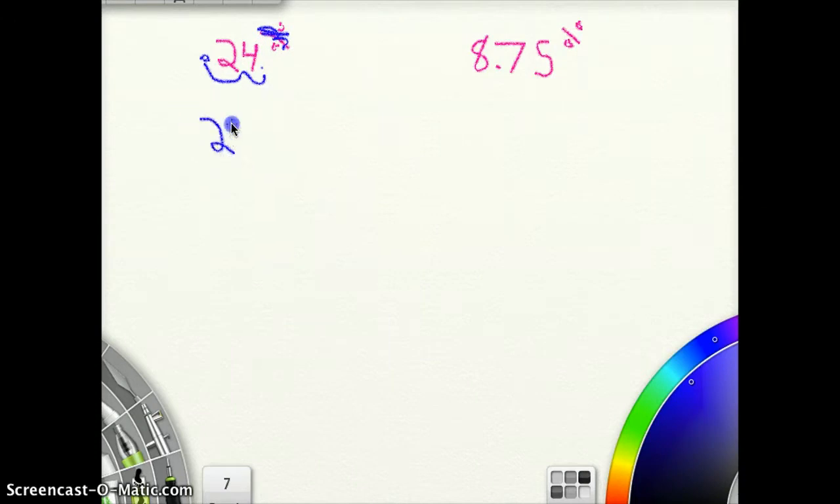So if we were going to write that as a fraction in simplest form, we do 24 over 100 and then start to reduce it from there. Okay, we'd be able to divide both sides by 4 and we'd get 6/25ths for our final answer.